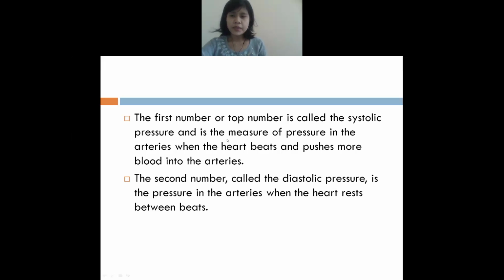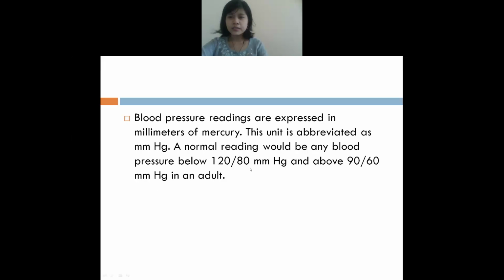This is the measurement of pressure in the arteries when the heart beats and pushes more blood into the arteries. Means when your heart beats and pushes blood in the arteries, at that time the systolic pressure, the first one, rises up. That one is known as systolic pressure. Systolic means the first number which we get. Understand? This systolic pressure comes when the heart beats and pushes the blood into the arteries.